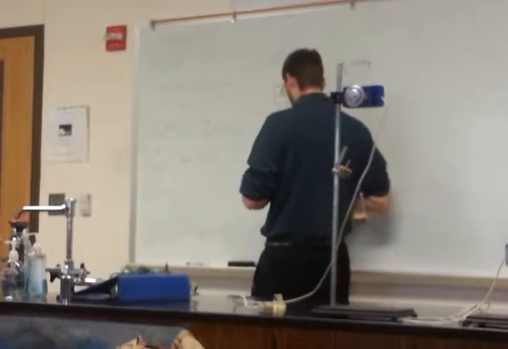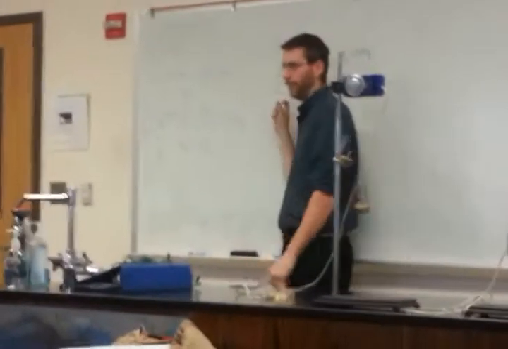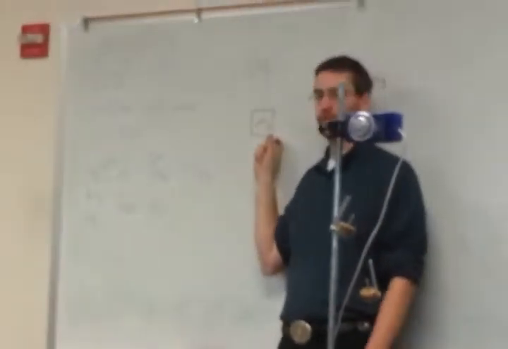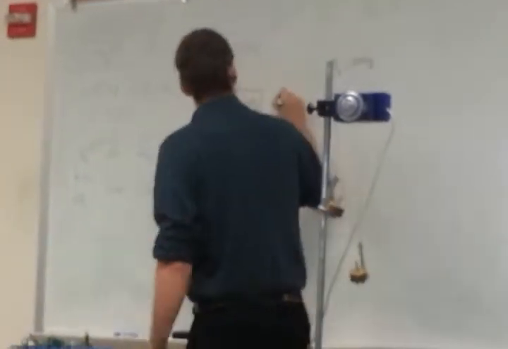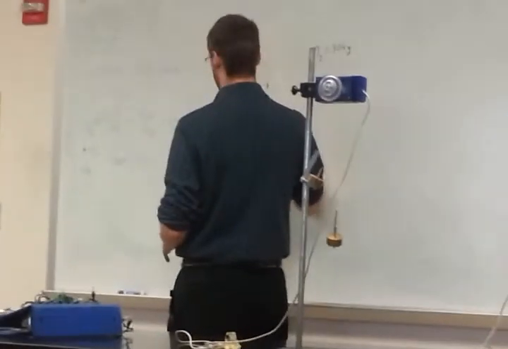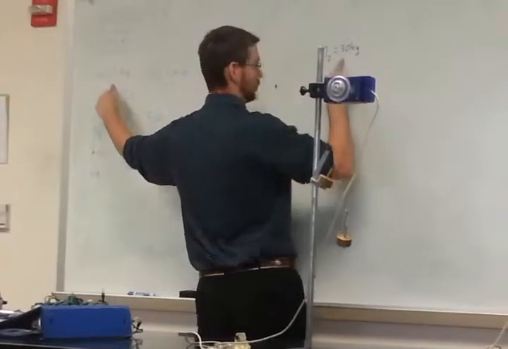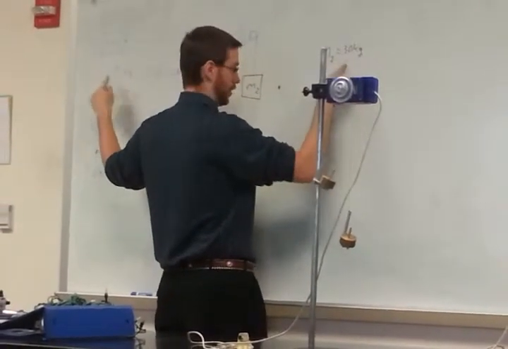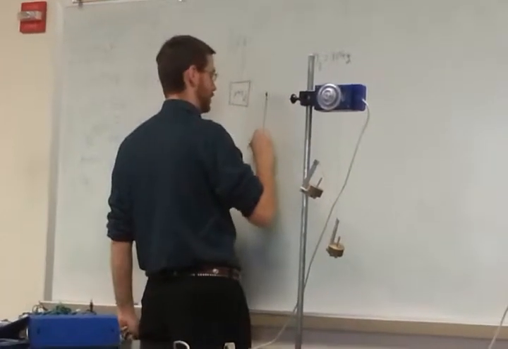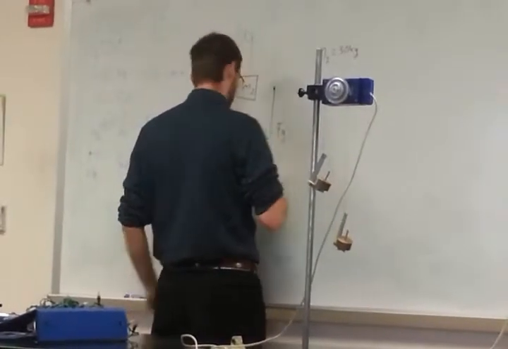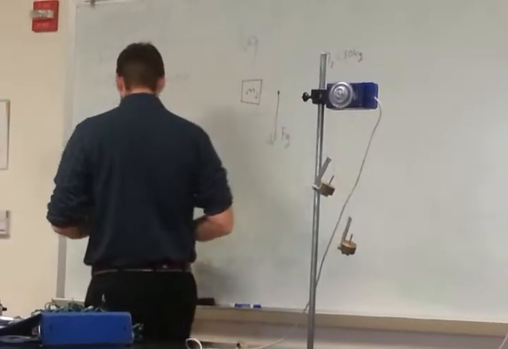Okay? So let's look at the free body diagram for this guy. What forces are acting on this mass right here? Gravity. And tension. Is this force of gravity bigger than this guy or smaller? Bigger. This is going to have a bigger force of gravity than that guy because it's a bigger mass, right?